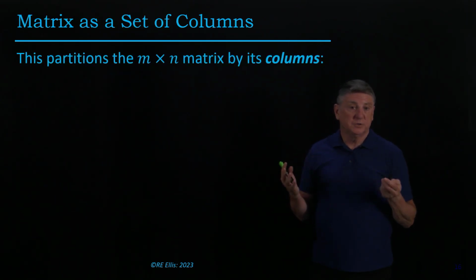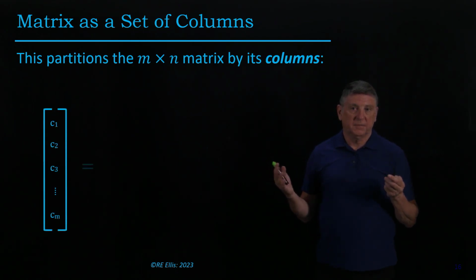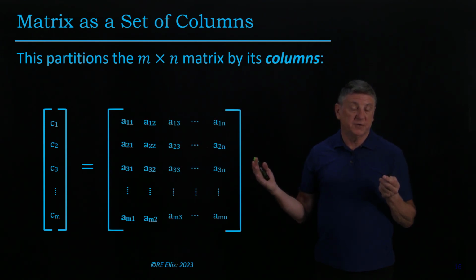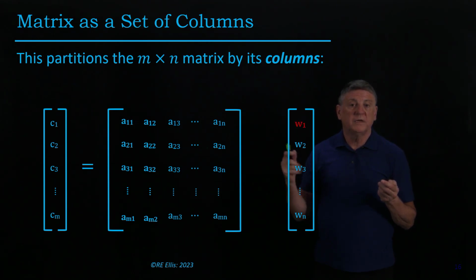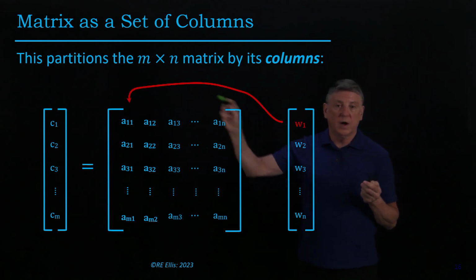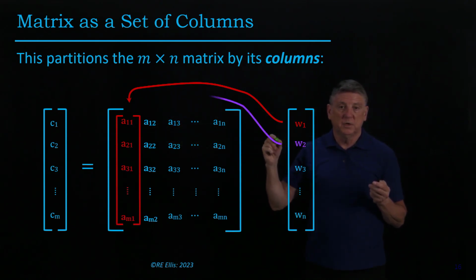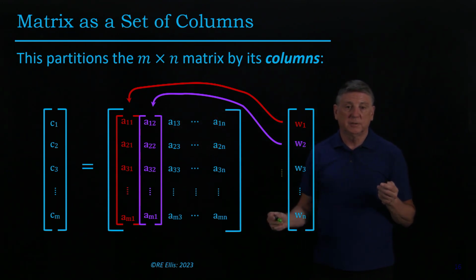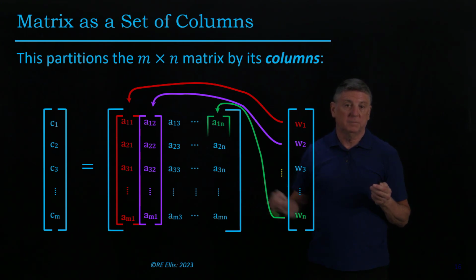Now, how would this work visually? Well, we have our result C, and this is the matrix product of a matrix A and a vector W. Well, what we can do is we can think of W1 as weighting the first column, W2 as weighting the second column, and so on until Wn is weighting the final column.